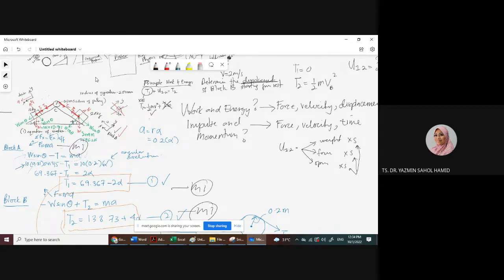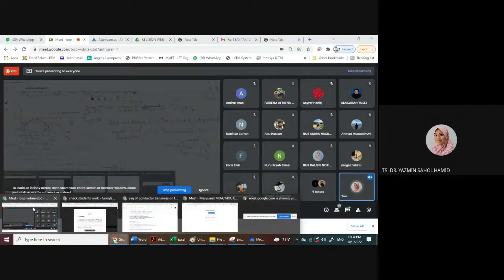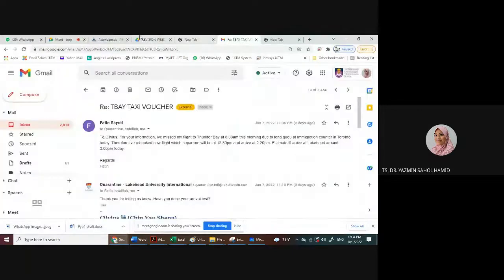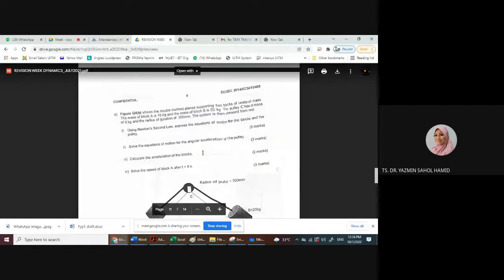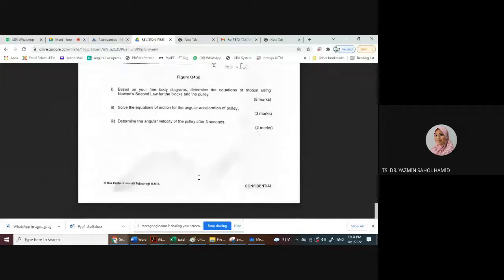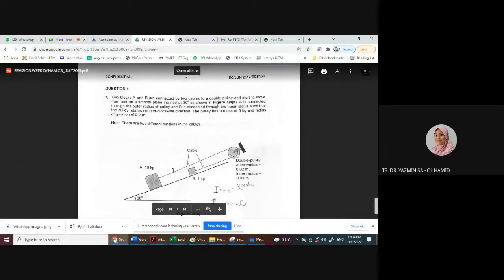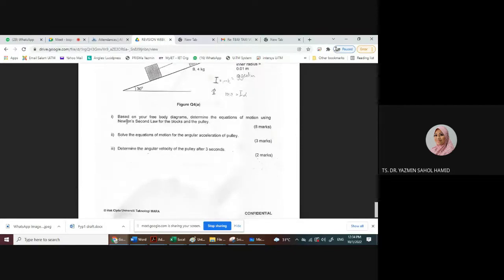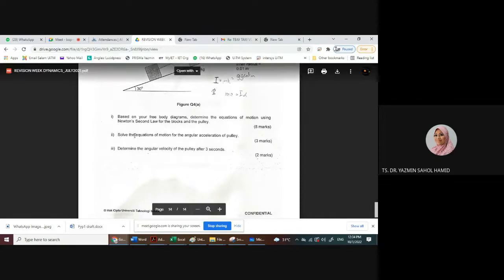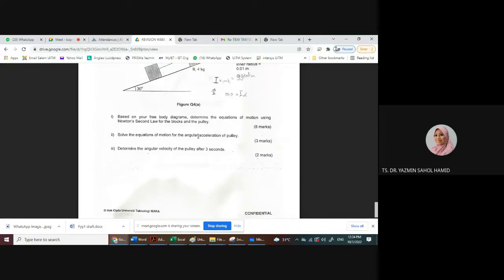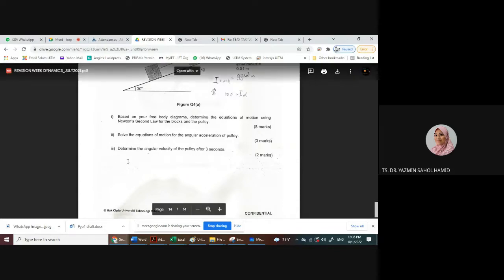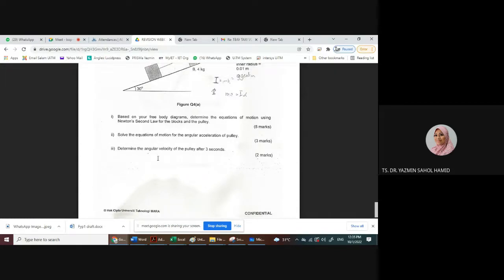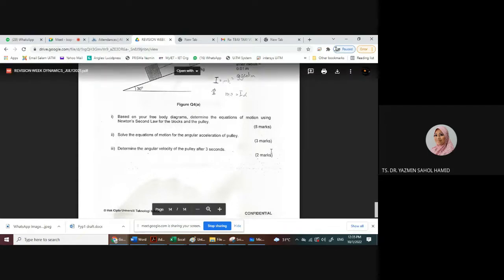Okay, now kita kembali ke revision kit. Soalan ni kita dah buat, so basically soalan ni you boleh cuba buat. Kalau you nak tahu, soalan ni sama je macam soalan tadi. Nampak tak? Nombor 1, based on your free body diagram, determine the equation of motion using Newton's second law. Nombor 2, solve the equation using angular acceleration. Nombor 3, determine the angular velocity.